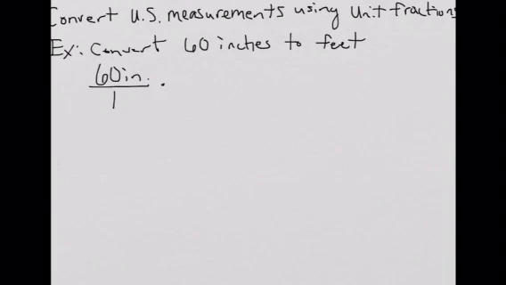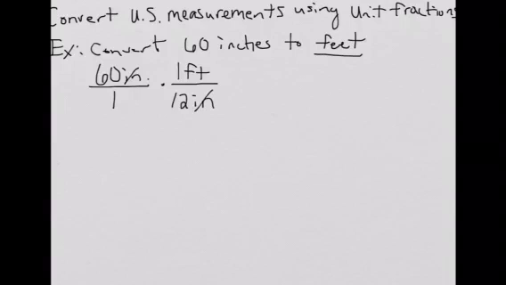Another thing to keep in mind is we want to finish in feet. So the only way I can get inches to cancel out is if I have inches on the bottom on the right side. That was 12 inches equal to 1 foot, so the 1 foot over 12 inches creates our unit fraction. Now we just multiply these two together. My inches cancel.